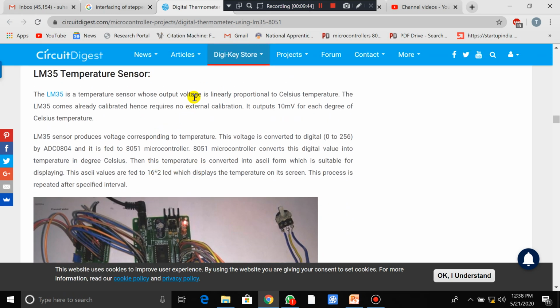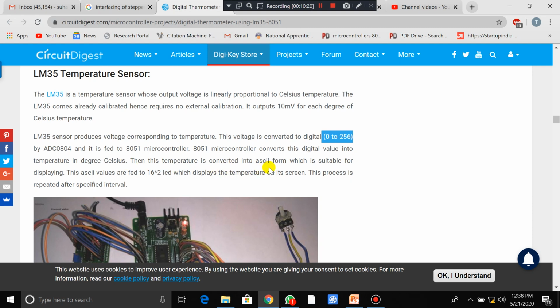So here the output voltage is linearly proportional to Celsius temperature, and this comes ready with calibration. As I told, it comes ready with calibration. It will calibrate automatically. Its output voltage is 10 millivolts per degree Celsius, which produces a voltage corresponding to temperature, and the voltage is converted to digital, that is 0 to 256, by ADC, and it is fed to a microcontroller. Got it? That means whatever temperature it is going to send will be converted to digital in the form of 0 to 256, that is decimal.